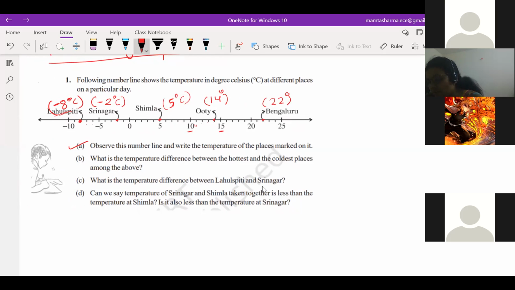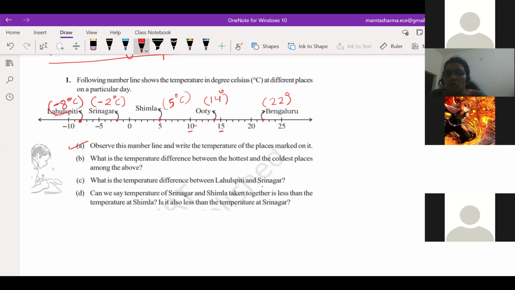Negative temperature means minus, it's cold. It is very difficult to live in negative temperature, it's very cold. Bangalore temperature is 22. Hyderabad temperature varies between 10 to 20, and in summer it is 40 to 45 degrees.